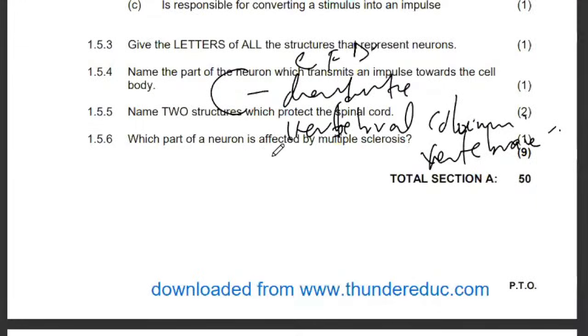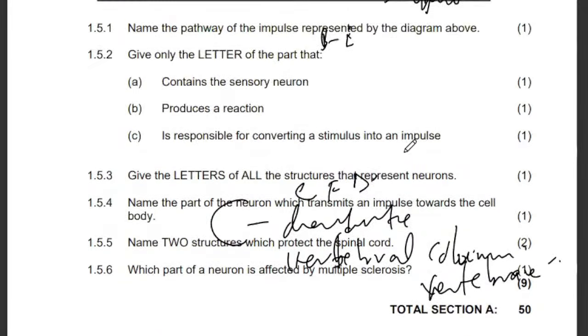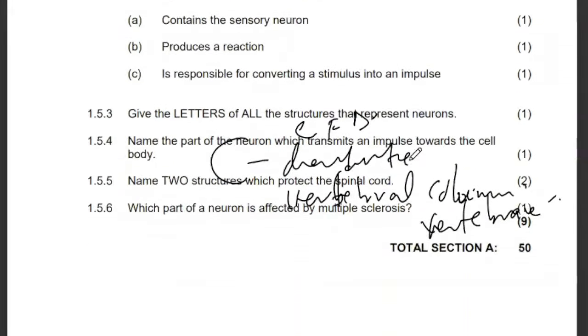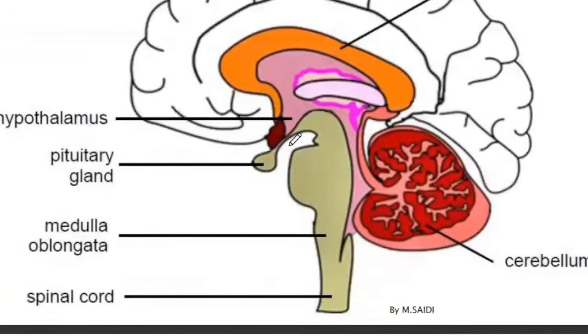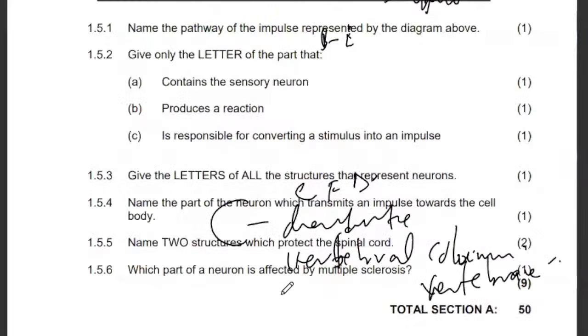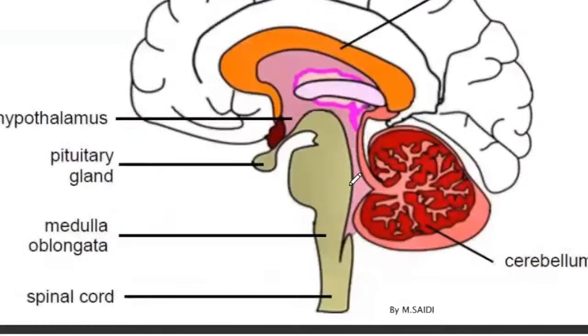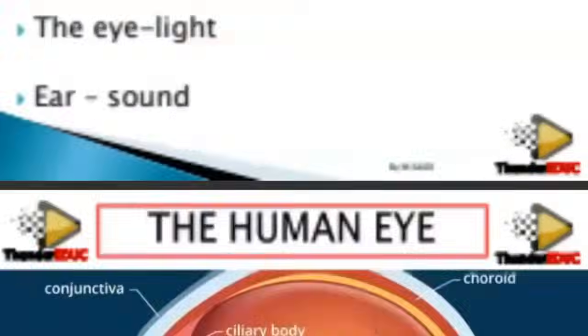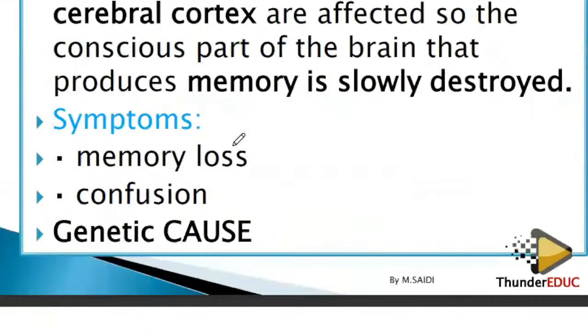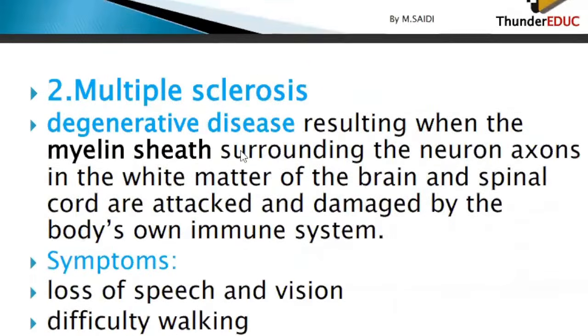Which part of the neuron is affected by the myelin sheath? So the part of the neuron which is affected by the myelin sheath is... sorry, did I say myelin? Which part of the neuron is affected by multiple sclerosis? Here we know that in multiple sclerosis there is damaging of the myelin sheath. Yeah, so it's this. So that is the answer. It's being indicated there, and even highlighted in bold.